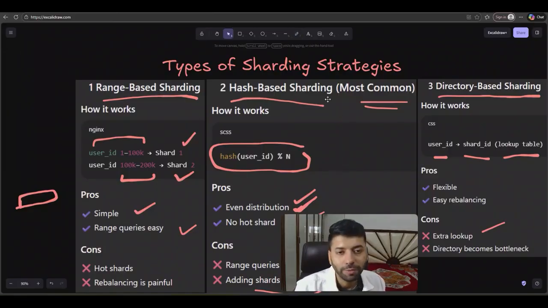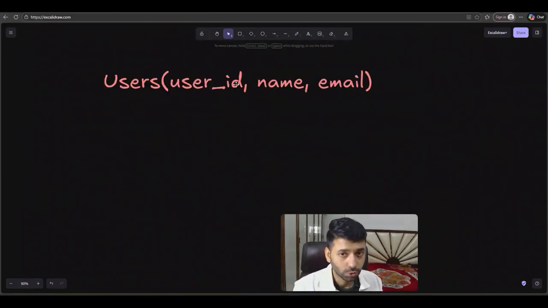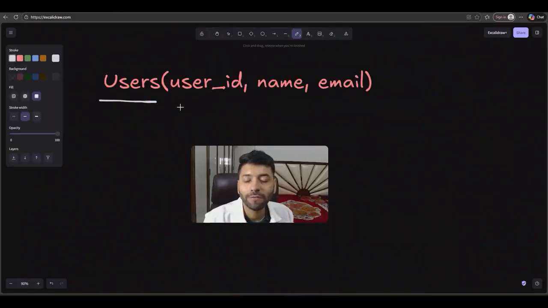Okay, so let me explain it to you with a very simple example. Say we have this users table. In the users table you have columns like user ID, name, email.